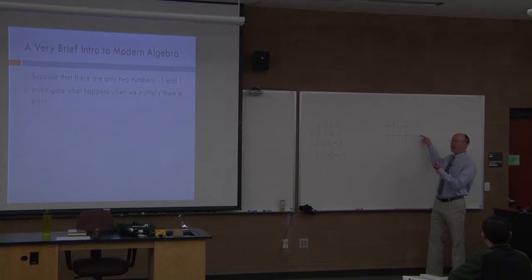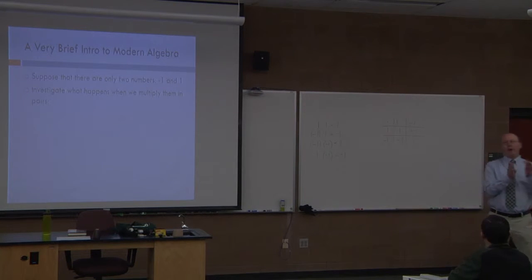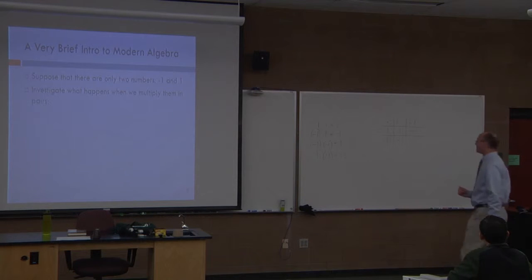Flip that over and look at the column corresponding to the number 1. The column corresponding to that number is an exact copy of that column. So in this collection of numbers, you have a number that, when you compare it with the other numbers in your operation of multiplication, doesn't change anything.